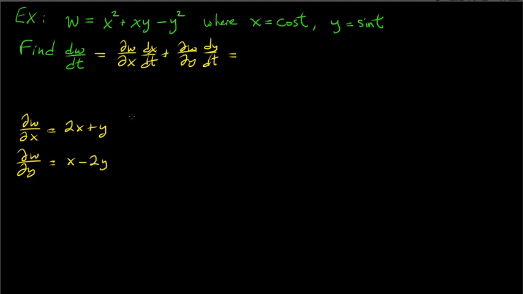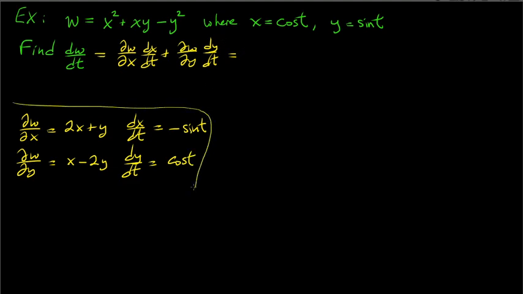All right, so the derivative of x, well, the derivative of cosine is negative sine, right? And then the derivative of y is the derivative of sine, which is cosine. So putting this all together, right, we get, let's see, 2x plus y times negative sine of t plus x minus 2y times cosine of t.